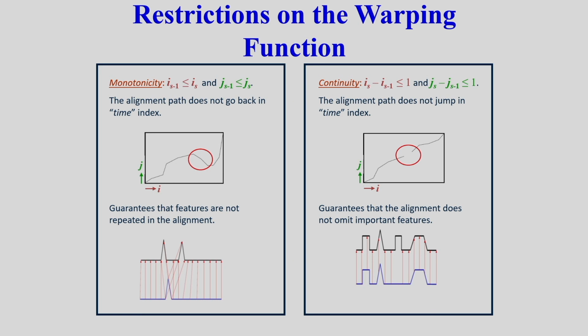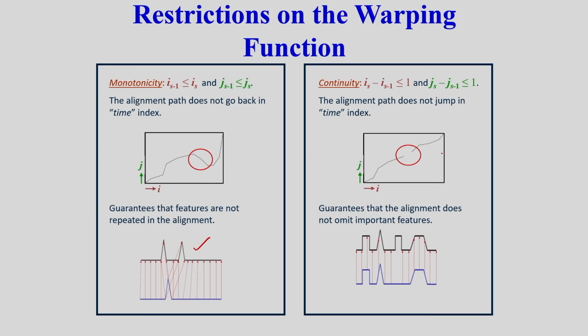The warping path or the warping function should be monotonically increasing. That means it guarantees that features are not repeated in the alignment. So the features should not be repeated during the alignment. So that is why we are considering the monotonic condition.